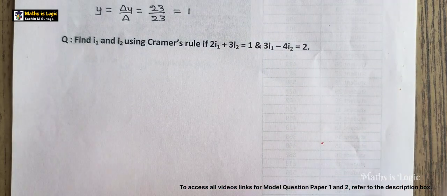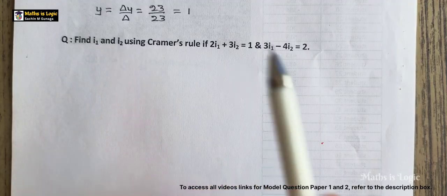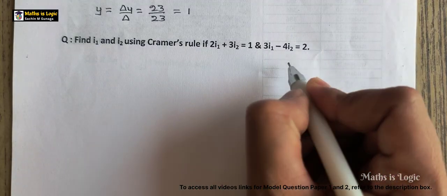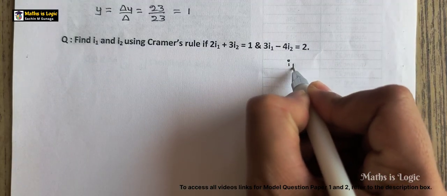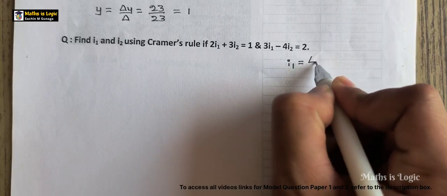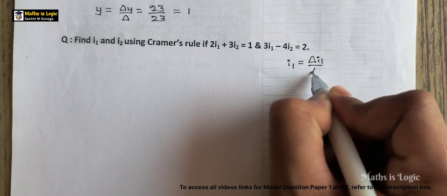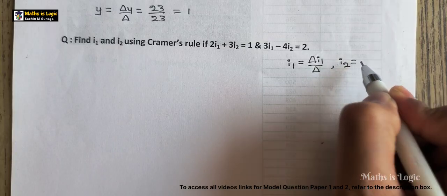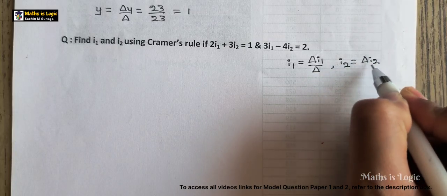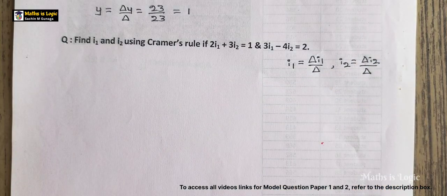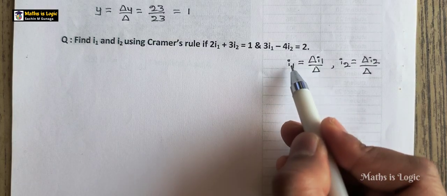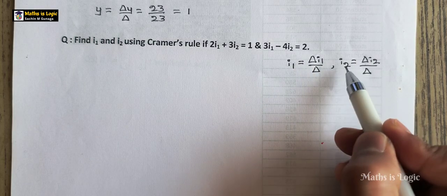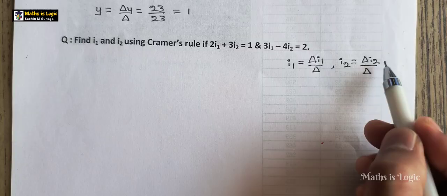Suppose they give it in terms of I1 and I2, then the formula becomes I1 is equal to delta I1 divided by delta, and I2 is equal to delta I2 divided by delta. In place of x we replace it by I1, and in place of y we replace it by I2.